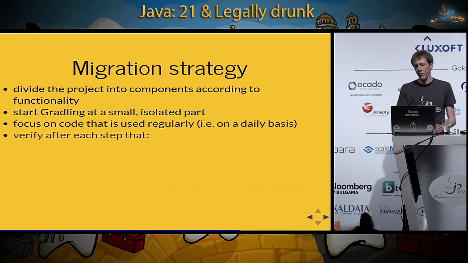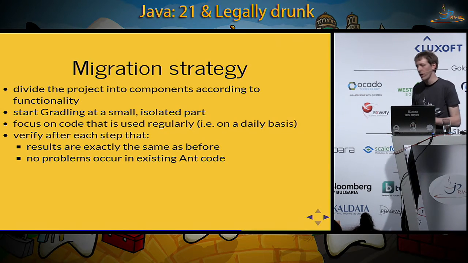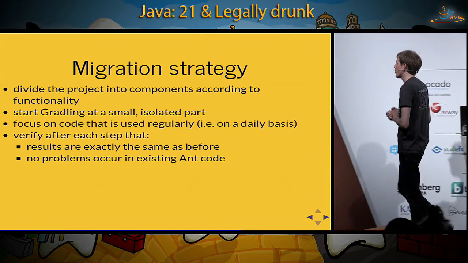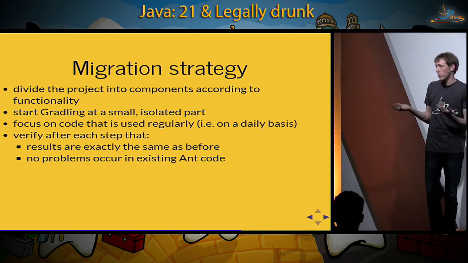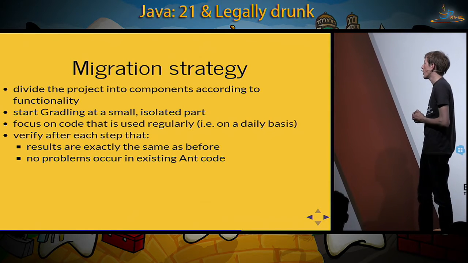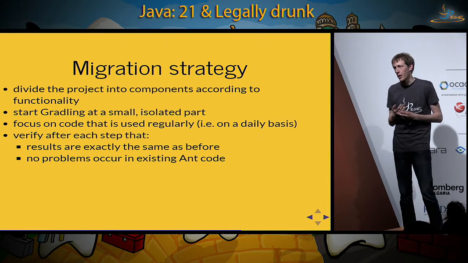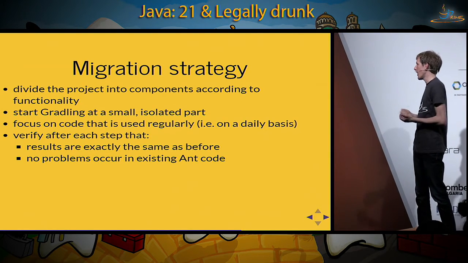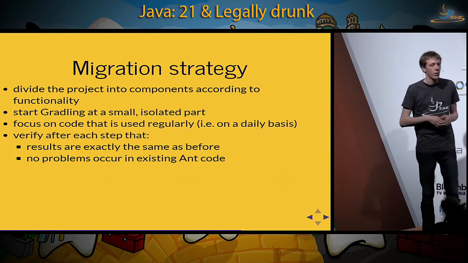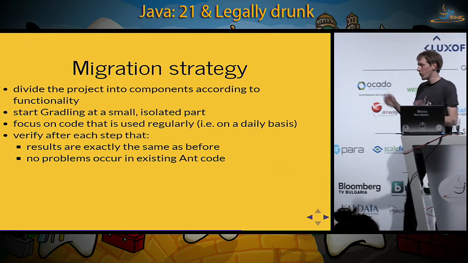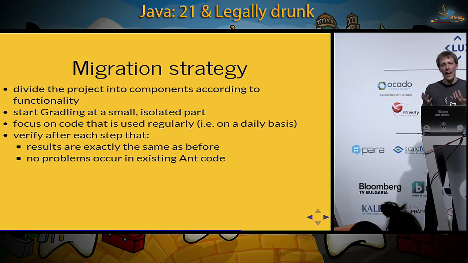Please focus on that. And verify after each step that a few things still hold true: that the results are exactly the same as before, and that no problems occur in existing Ant code that you might not migrate because it's used too little. So in our case, we actually did a bitwise compare of the jar files, because when we didn't do that, the existing Ant code would complain that manifest files were not having the right values and all those things. So we really went through these jars, the Gradle-generated one and the Ant-generated one, and tried to make sure that they were exactly the same.